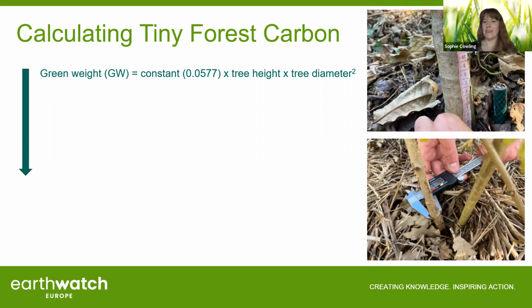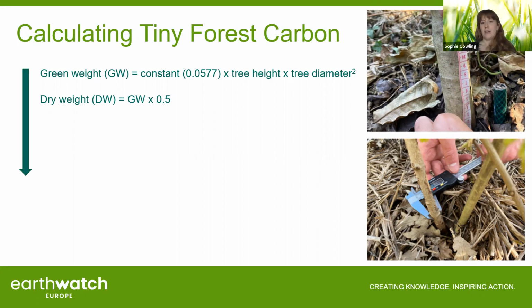So using the tree height and diameter that you've measured, we then go about calculating the tiny forest carbon that's stored. And we do this by initially calculating the green weight, which uses a mathematical constant for unit conversion, which is then multiplied by tree height and then multiplied by the tree diameter. We then take this green weight and halve it to calculate the dry weight. So if you imagine that all the water has been sucked out of a tree, it's approximately half the weight of a green weight tree.